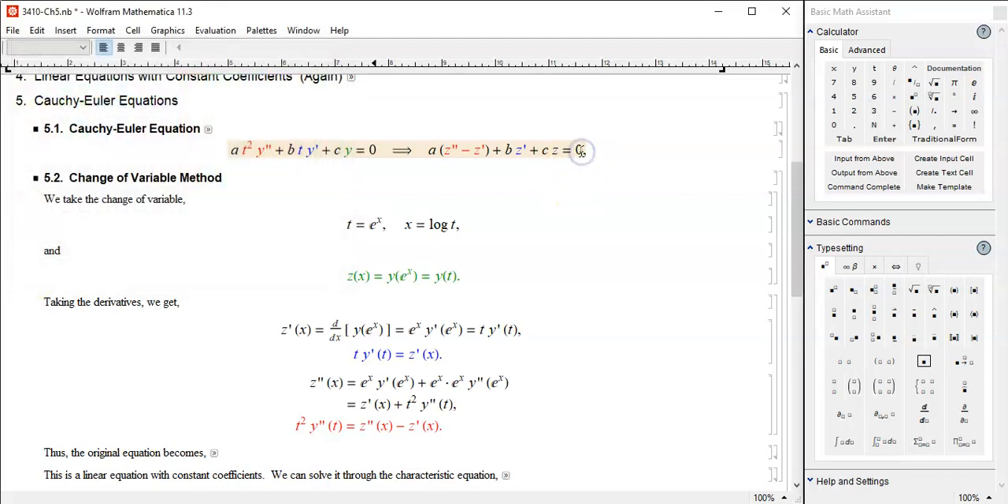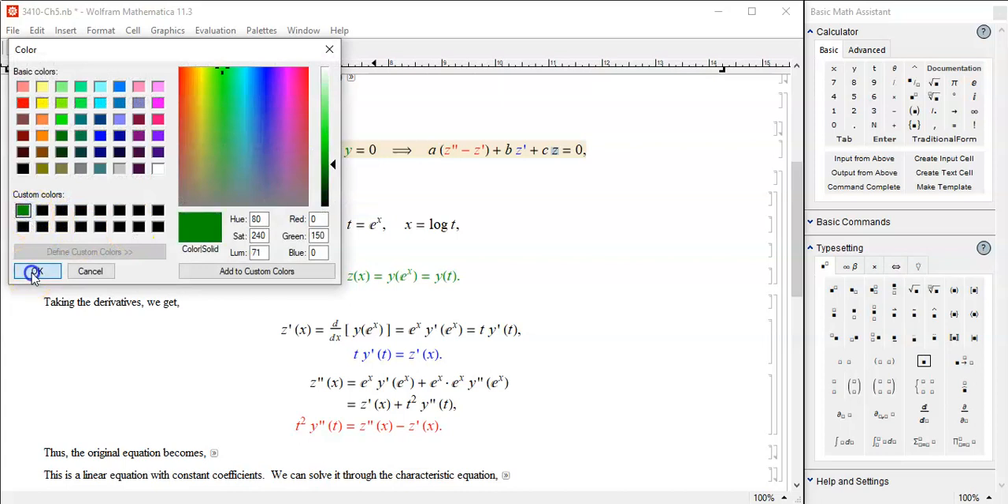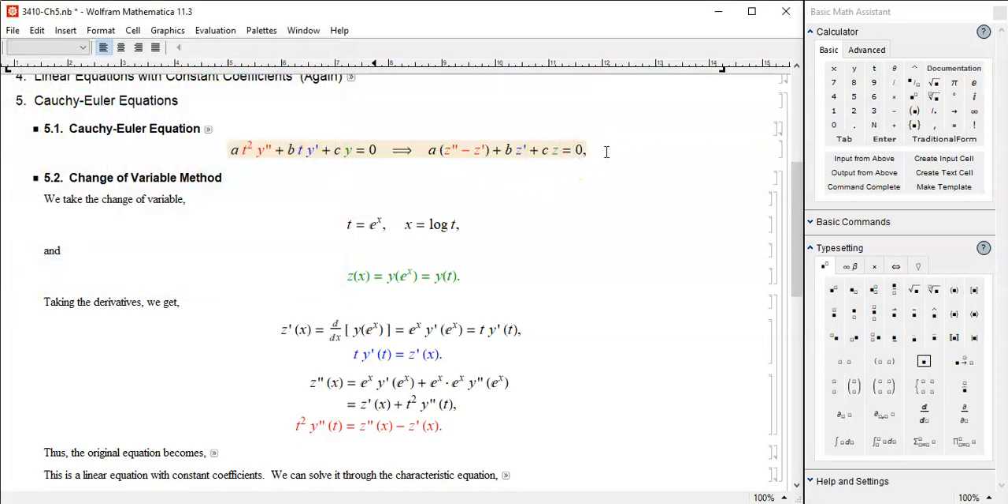Do you see all those colors here? This is red, that's blue, and that's green. I can't see very well. Okay, now it's better.